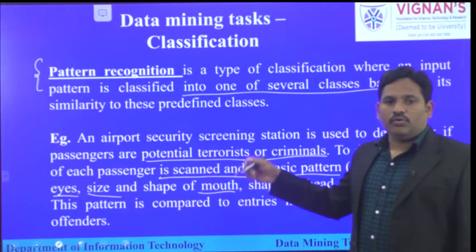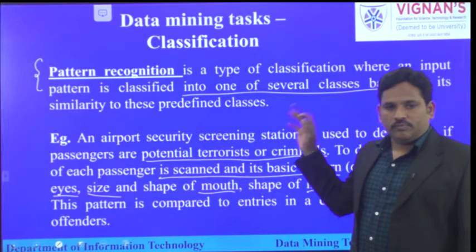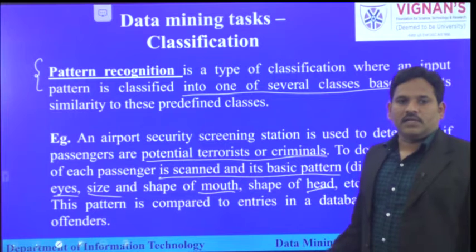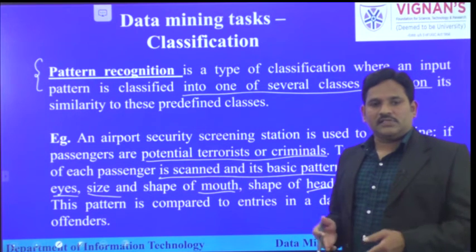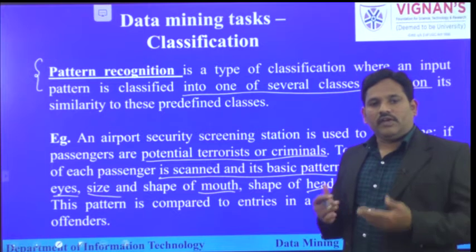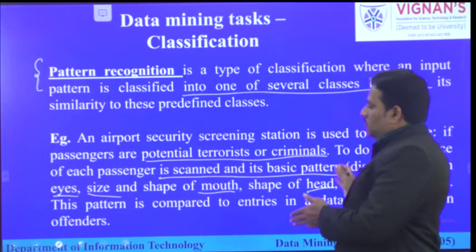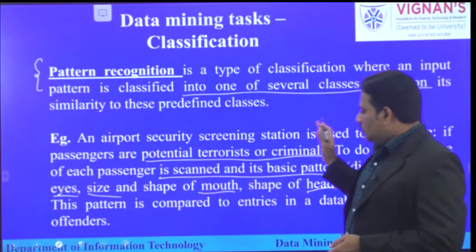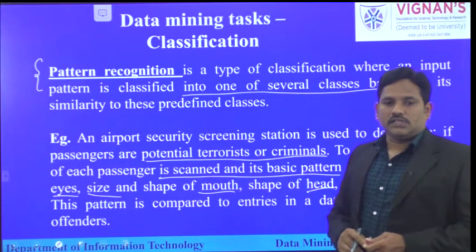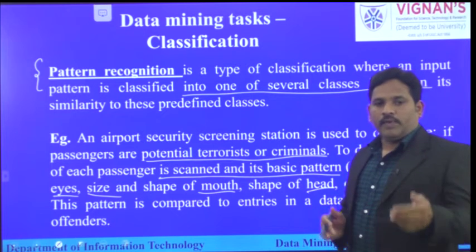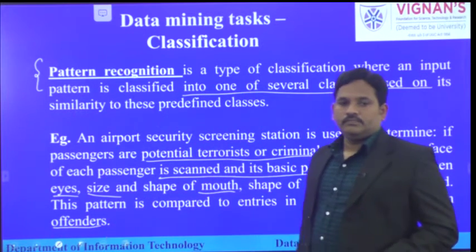Using such properties, we are going to compare the images of the passengers with the existing database, because already we will have some past information related to the criminals or terrorists, and their various images have been stored in the database. Each and every passenger is scanned, and these three properties are going to be compared with the existing images in the database. If any match is found, we can declare him an offender.